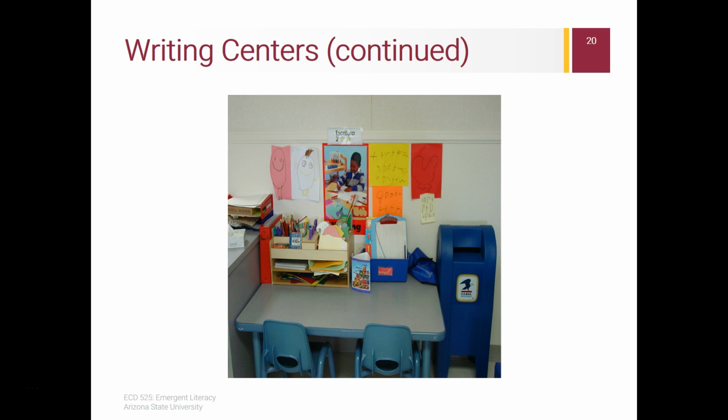Here's an example of a writing center from the ACE Early Reading First project. Notice that it contains a number of different types of writing instruments. There are pencils and pens and markers. There are also a number of different things to write on. Different types of paper, several types of blank books, and so on. The Writing Center also displays examples of children's writing, a poster that encourages writing, and a mailbox to encourage make-believe dramatic play.